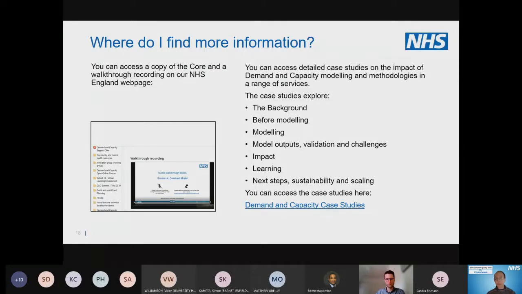If you want more information on all this, our case studies are available on our Future NHS website, and on our main webpage we also have walkthroughs of the models that go into quite a lot of technical detail about how you actually use all the different parts of it. So everything that you've heard today, but in a bit more detail.